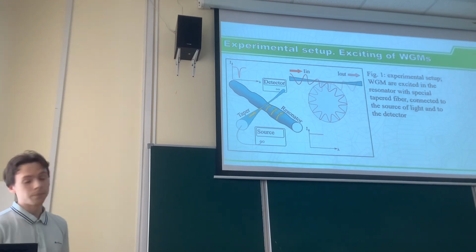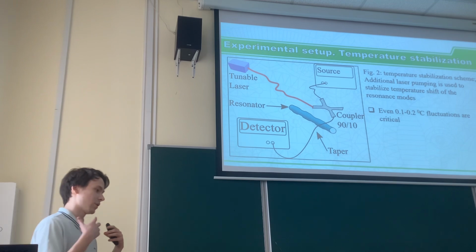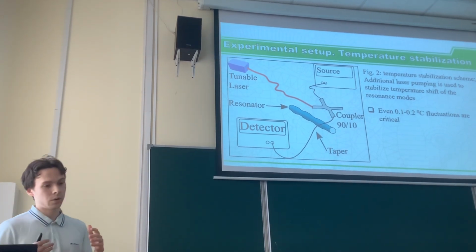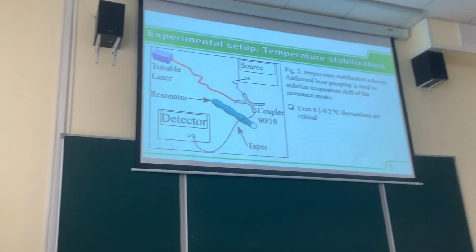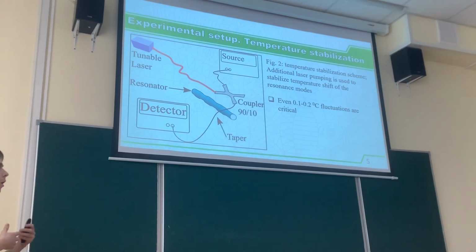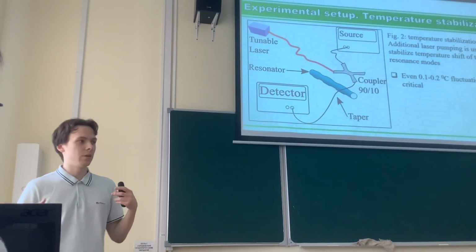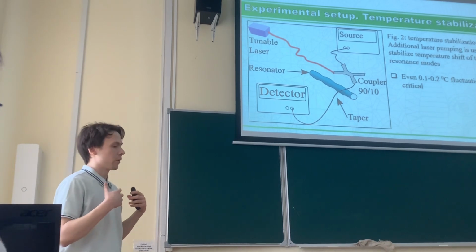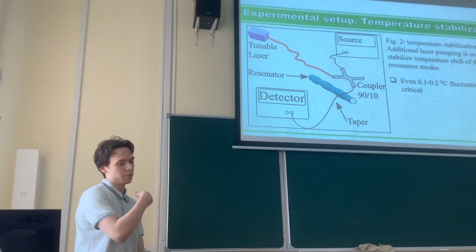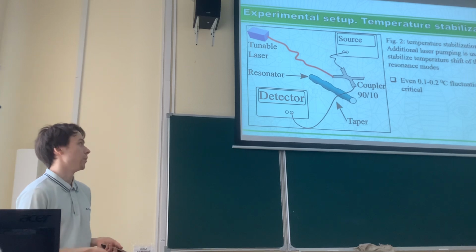to circulate there. The second step was to stabilize our system because it is known that even a small shift in temperature, in the range, I don't know, from 0.1 to 0.2 degrees, can contribute a lot to the distribution of our transmission spectrums, and our results wouldn't be credible.